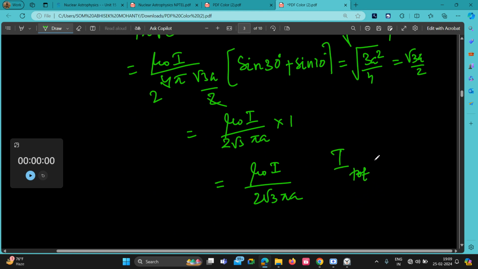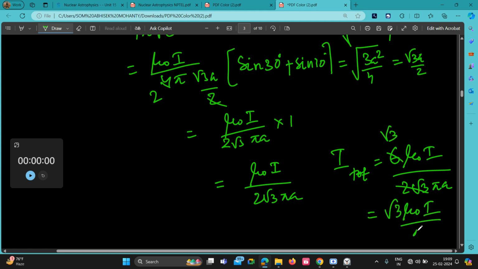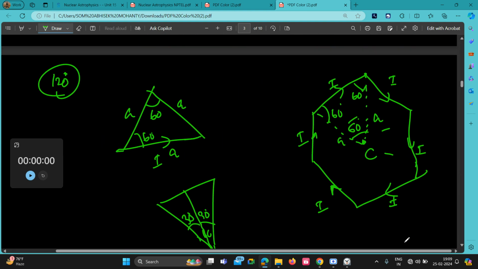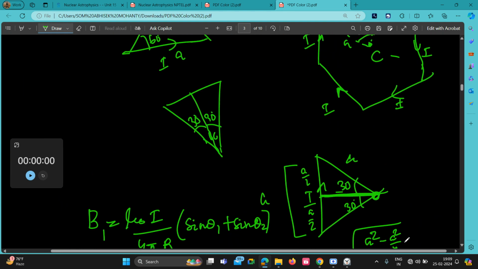I total is equal to 6 mu naught I by 2 root 3 pi a. Okay, so if I cancel 6 with 2, there will be root 3. So root 3 mu naught I by pi a. Yeah, that will be the answer. Okay, that was the second question.